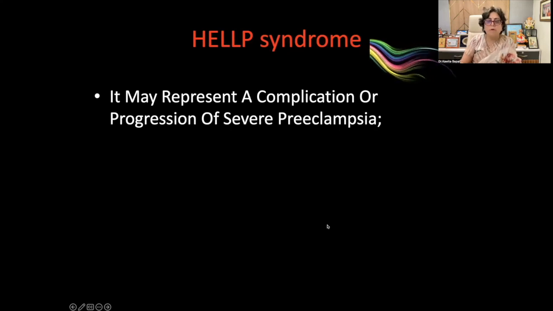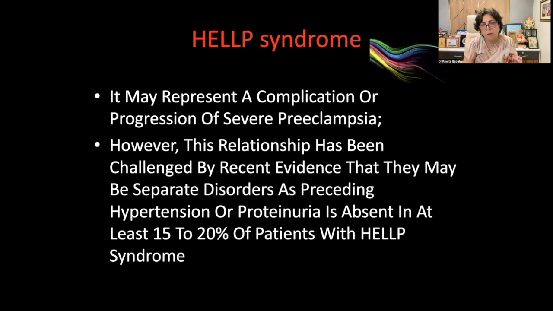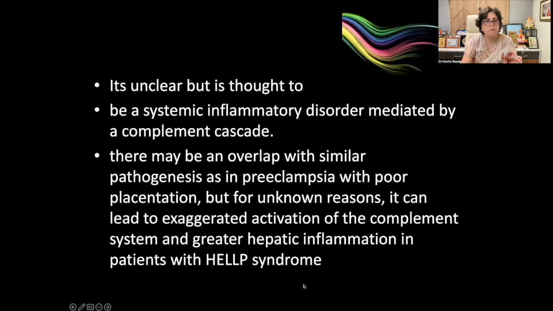It may represent a complication or progression of severe preeclampsia. However, the relationship has been challenged by recent evidence that they may be separate disorders, as preceding hypertension or proteinuria is absent in at least 15 to 20% of patients with HELLP syndrome. So we cannot say that every patient with preeclampsia will have HELLP syndrome. HELLP syndrome can be an individual entity because sometimes there is no proteinuria in those cases.